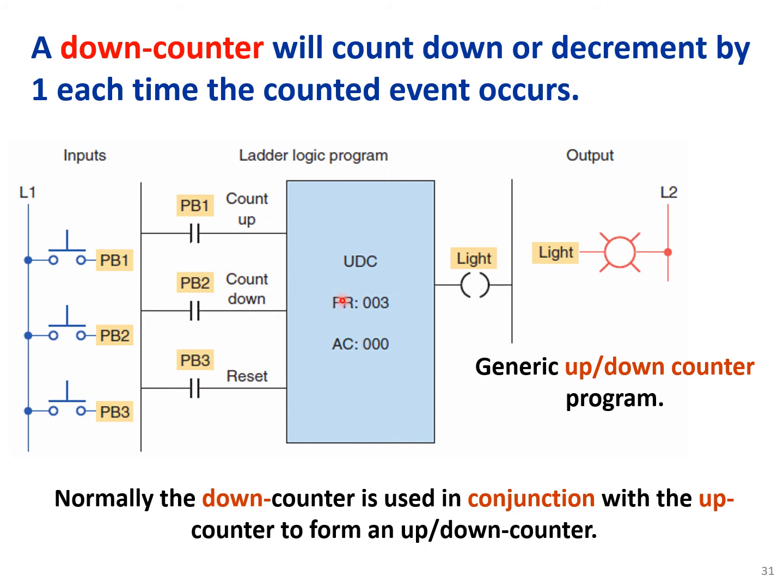And here we have an up-down counter, a combination of both up counters and down counters. If push button 1 is pressed, the accumulated value increases by 1, and if push button 2 is pressed, the accumulated value decreases. Normally, the down counter is used in conjunction with the up counter to form an up-down counter.